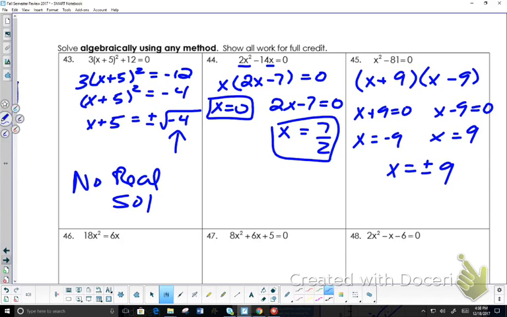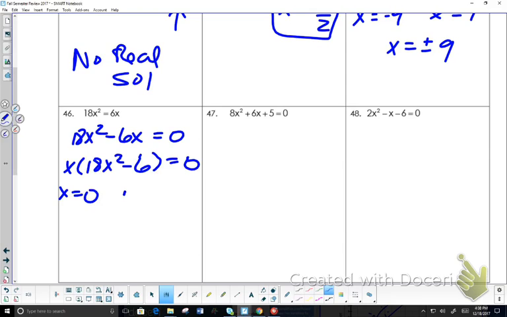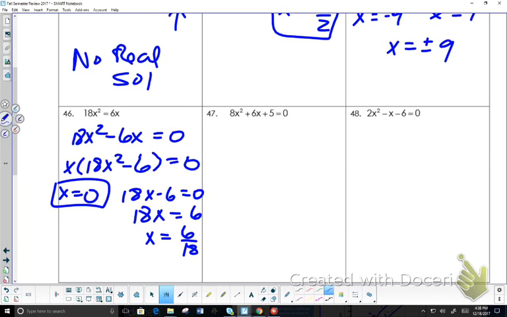Next one, we're going to have to get them on the same side first. So I got 18x squared minus 6x equals 0. Once again, these both have an x in common, so I can factor out the x, giving me x times (18x minus 6) equals 0. So x equals 0 and 18x minus 6 equals 0. Well, that's an answer. There's no more work. I'm going to add 6, and then I'm going to divide by 18. So 6 will go into 18 3 times, so you got x equals 1/3.